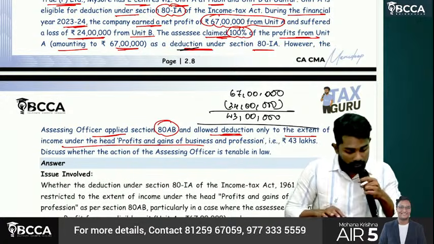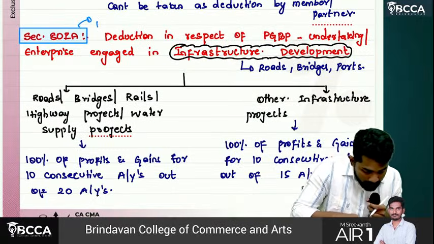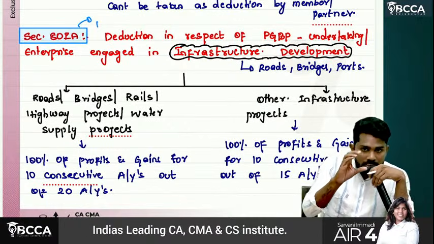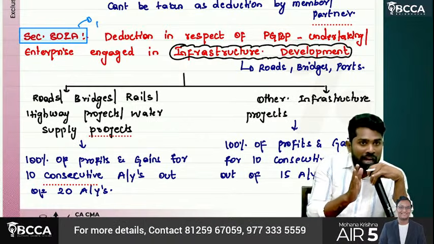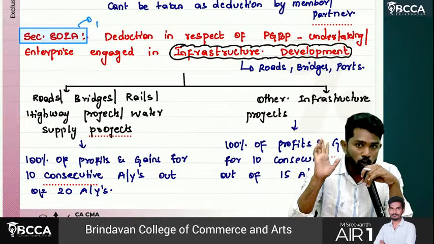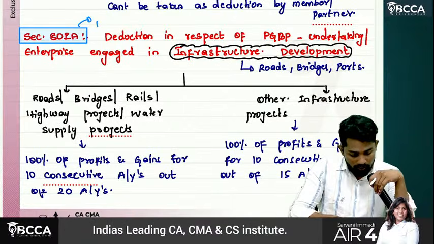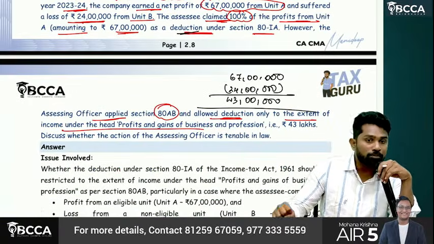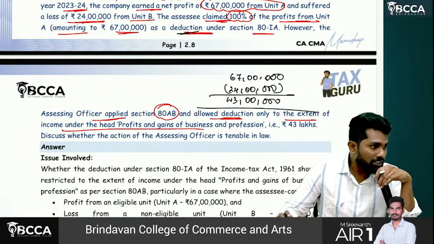Okay. Sir, 80IA we didn't write here in detail. But what does 80IA say now? The deduction has to be claimed as if it is the only unit. Sir, if you think as if it is the only unit, how much deduction can they claim? 67 lakhs they can claim, right?